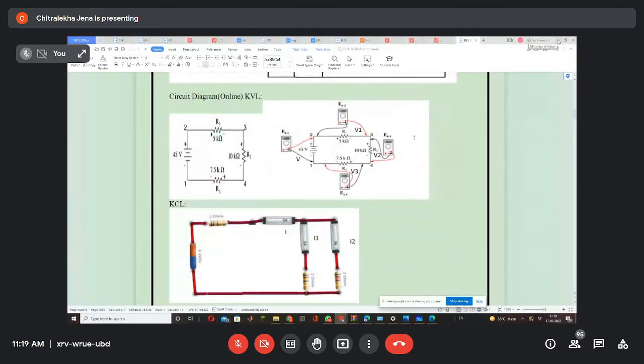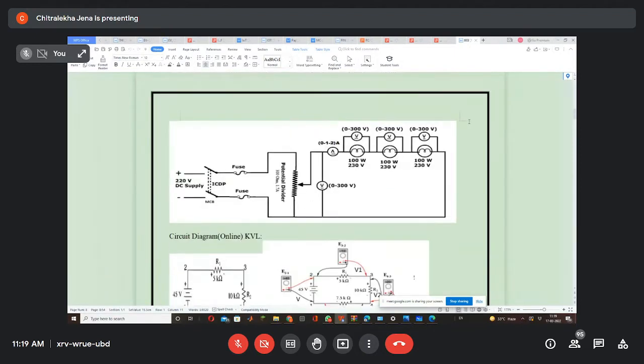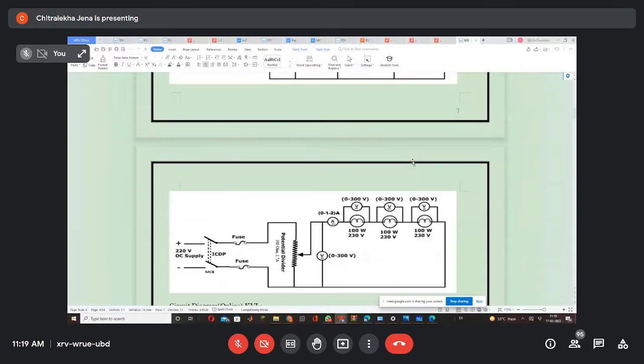Next, I will give you one or two problems. You see the video first, Kirchhoff's current law and Kirchhoff's voltage law. Both videos you see. Then you will verify in this circuit. Another two circuits for KCL, another two circuits for KVL. I will give you. You will solve it theoretically and you will also verify it in this lab. After that only your lab will be complete.